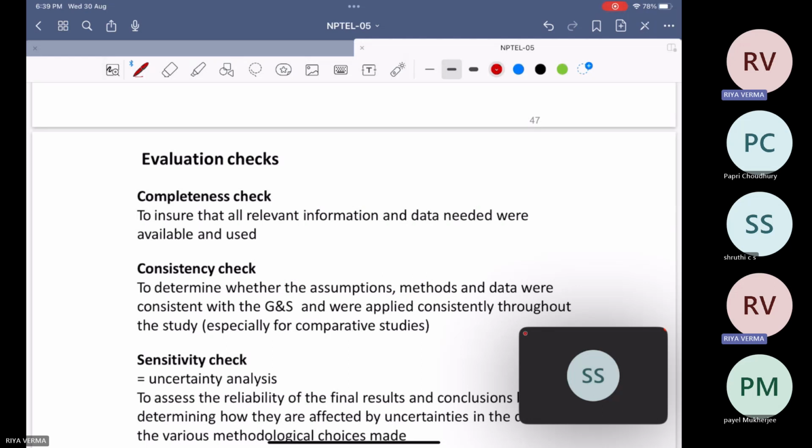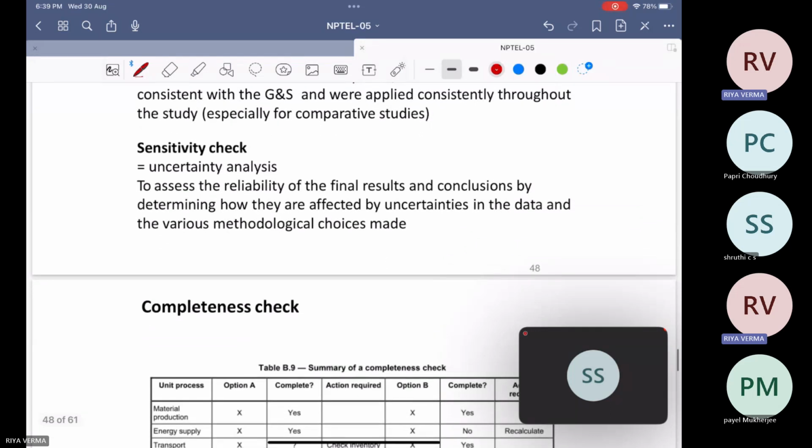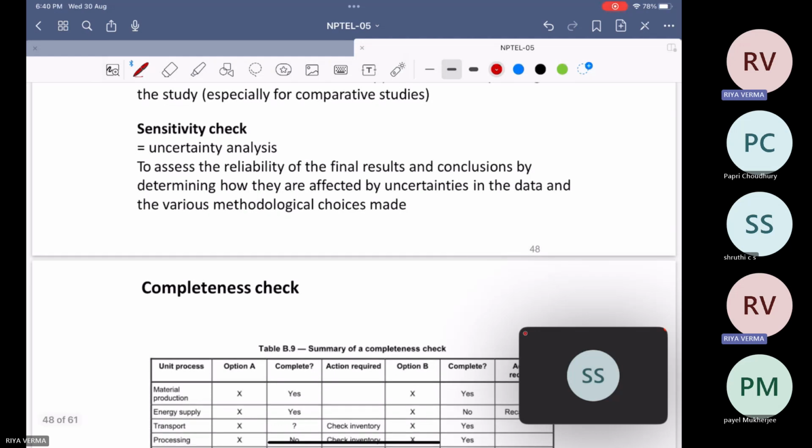Then, the consistency check is performed to determine whether the assumptions, methods, and data were consistent with the goal and scope and were applied consistently throughout the study, especially for comparative studies. The sensitivity check is the uncertainty analysis to assess the reliability of the final results and conclusions by determining how they are affected by uncertainties in the data and the various methodological choices made.